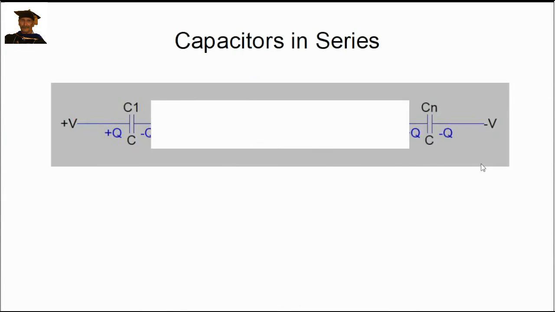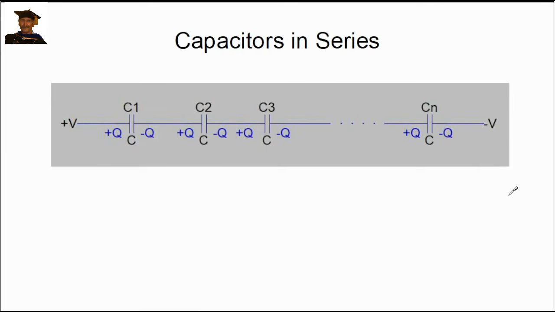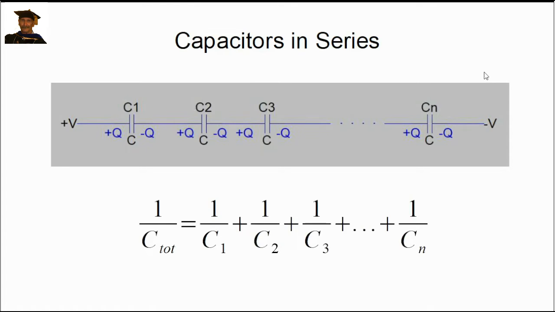In series, it's a little bit different. Now here's an example of a series capacitance circuit. You have C1, C2, C3, and on into C sub n, however many, it might be 100, might be 10, might be 1 or 2. The charge is going to be the same on every capacitor: plus Q, minus Q, plus Q, minus Q, and so on. For the total capacitance, 1 over C total is equal to 1 over C1 plus 1 over C2 plus 1 over C3, and so on, up to 1 over C sub n.